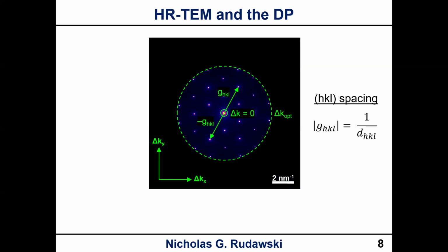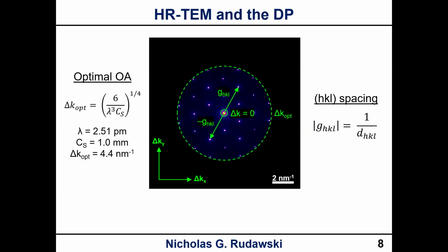So then if we put in an objective aperture, which is at the same plane as the diffraction pattern, that is optimally sized, we're excluding some of those spots beyond a certain value of delta K. So you can see there's a radius to this aperture, and we can give it in terms of delta K. This optimal radius is fairly easy to calculate in an uncorrected microscope, which we're assuming here: 6 over lambda cubed C sub s, all to the quarter power. Just to give you an example, if we have a 200 kilovolt microscope with C sub s equal to 1 millimeter, our optimal delta K is 4.4 reciprocal nanometers, okay?